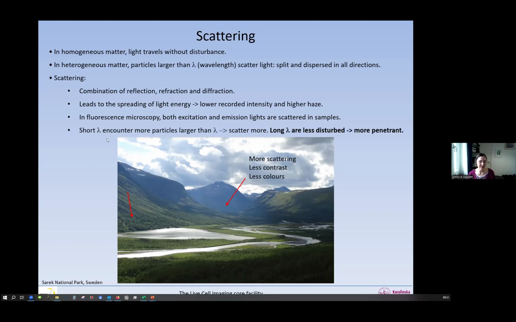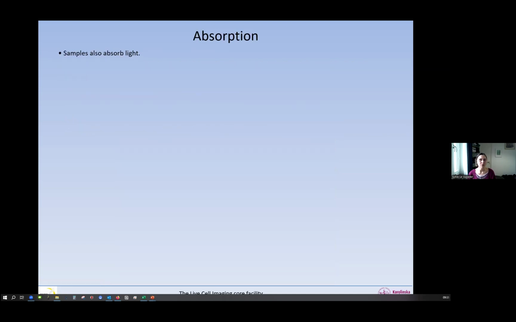And the short wavelengths encounter more particles that are larger than them. So they scatter more. This is the reason why shorter wavelengths are less penetrant, because they scatter immediately as soon as they find something. And so this is the reason why the long wavelengths are less disturbed and they are more penetrant. So if you have a thick sample that is not so well cleared, for example, a long wavelength will go deeper into the sample than a short wavelength. So these are things that you need to think about when you prepare a sample, when you decide which fluorophore you're going to use.